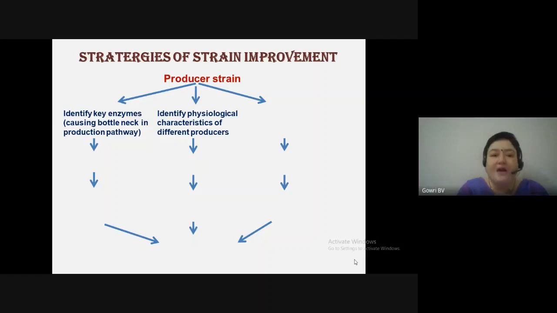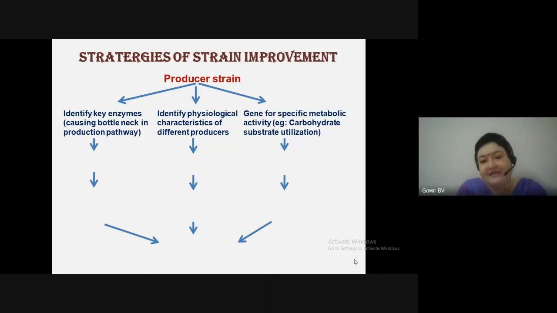So each organism will have a different need for its growth. Okay, so one may require a higher amount of carbon source, one may require a higher amount of oxygen supply, one may require a higher amount of micro and macro elements. So it depends. So you will identify the physiological characteristics of different producers. And you will also identify the gene responsible for specific metabolic activity.